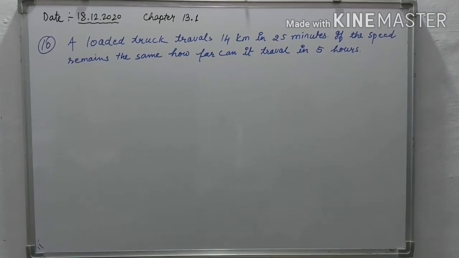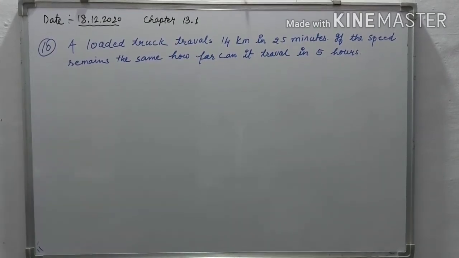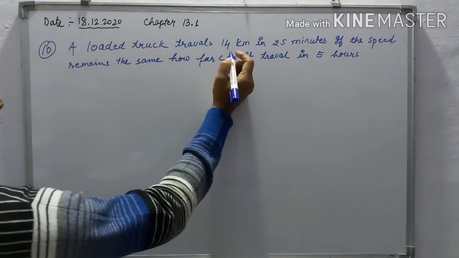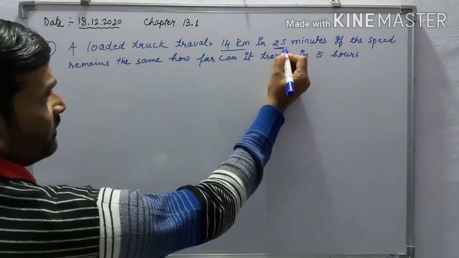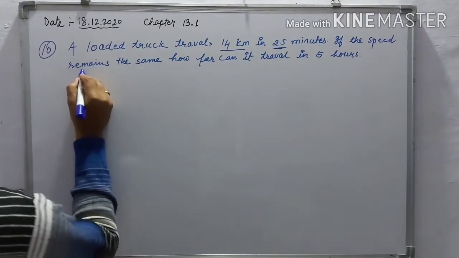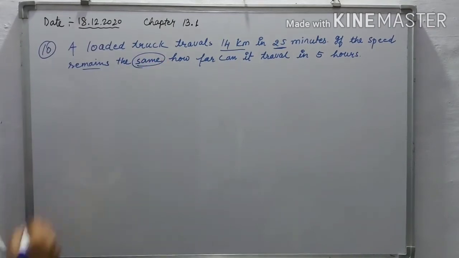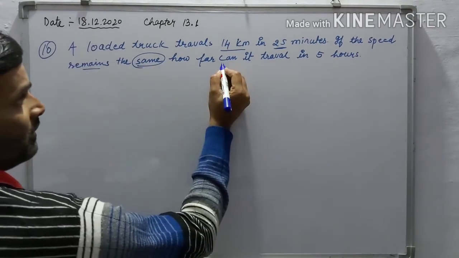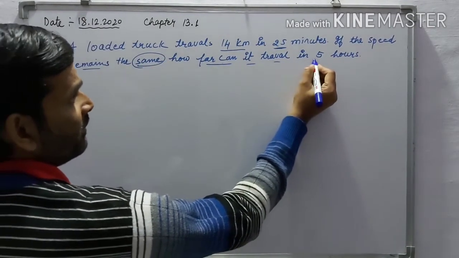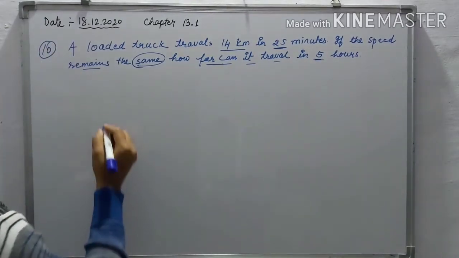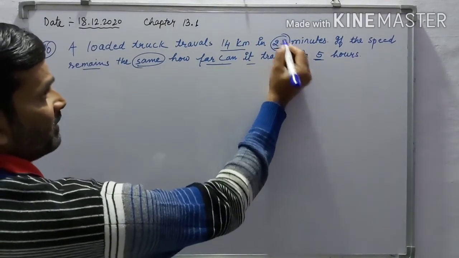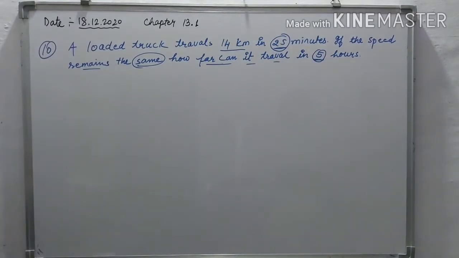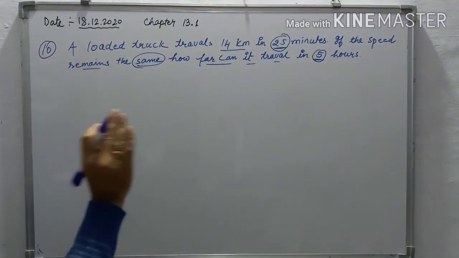Now it is the last question of this exercise, question number 10. A loaded truck travels 14 km in 25 minutes. If the speed remains the same, speed is not changed, how far can it travel in 5 hours? Okay, so there is 25 minutes and 5 hours, so first we change them to the same quantity.